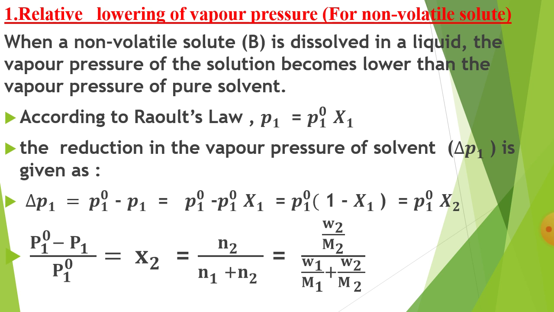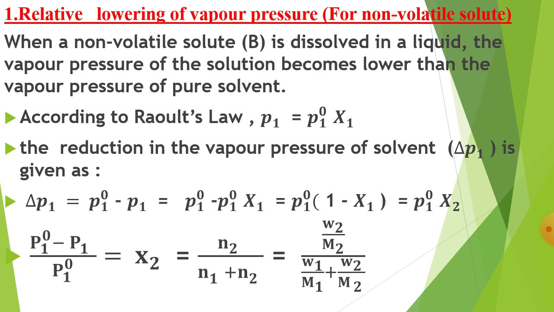Now on dividing delta P1 by P01, this equals x2. Here delta P1 is P01 minus P1. That's why we get the formula (P01 minus P1) divided by P01 equals x2, the mole fraction of solute. And you know that x2 equals n2 divided by n1 plus n2, that is, the number of moles of solute divided by the number of moles of solution.